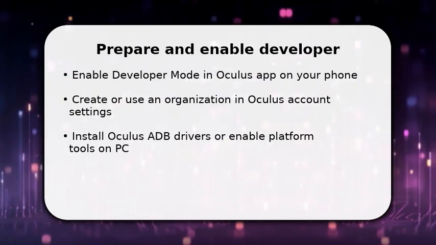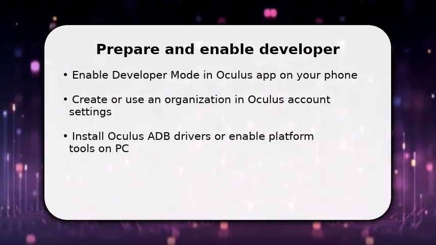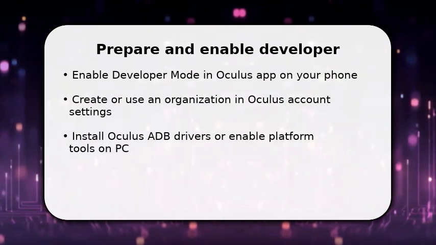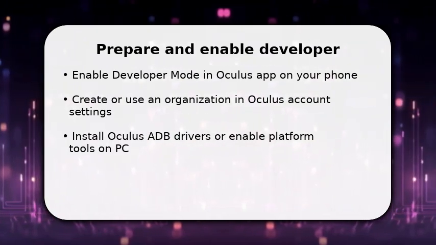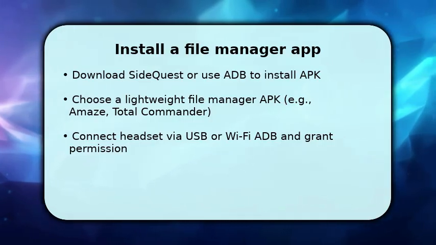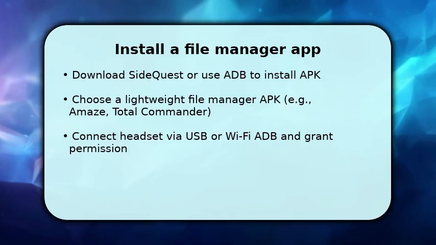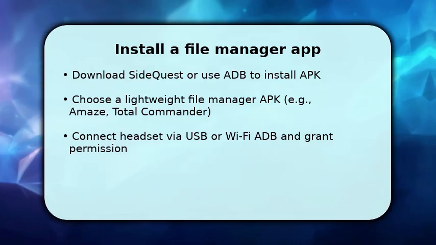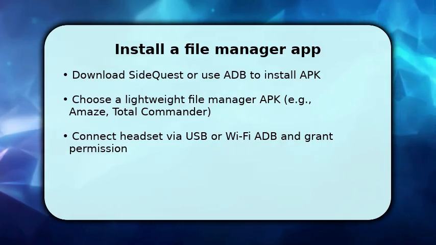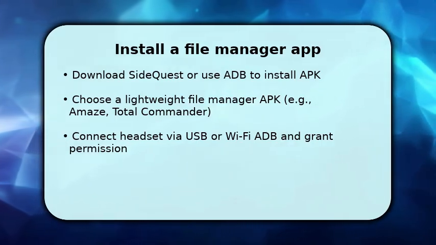Make sure your headset and PC are on the same USB or network connection before continuing so ADB can recognize the device. Next, you install a trusted file manager APK using SideQuest or ADB because the Oculus Store doesn't include one. Connect your Quest by USB or set up Wi-Fi ADB. Accept the host authorization prompt in the headset when it appears.